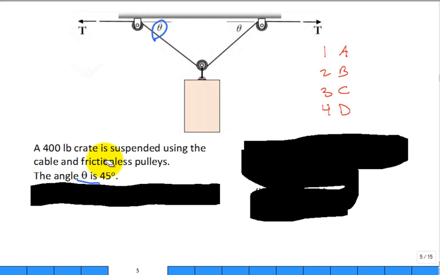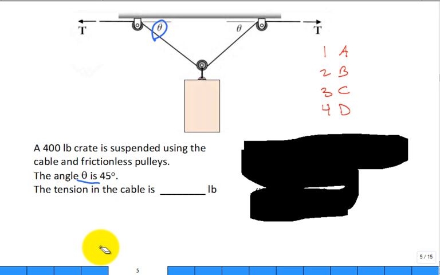You ready for a clicker question? The tension in the cable is how many pounds? What was the weight of the crate? 400 pounds. So I have to change this to a numeric, and then I'll get started and give you enough time to answer that question. You'll probably need a calculator.